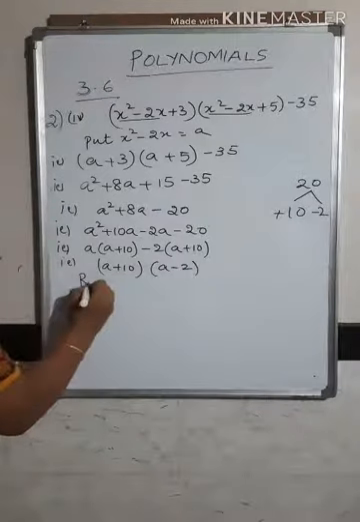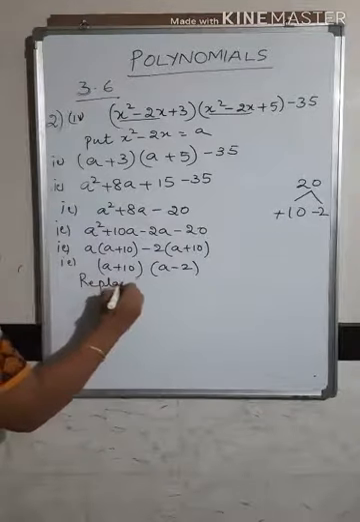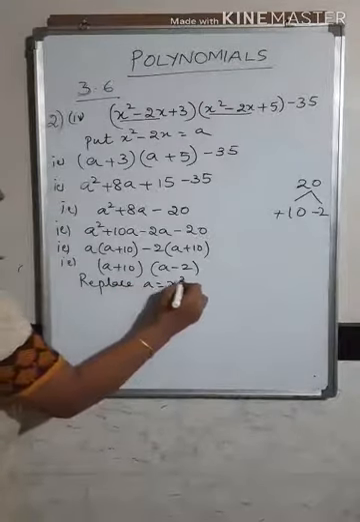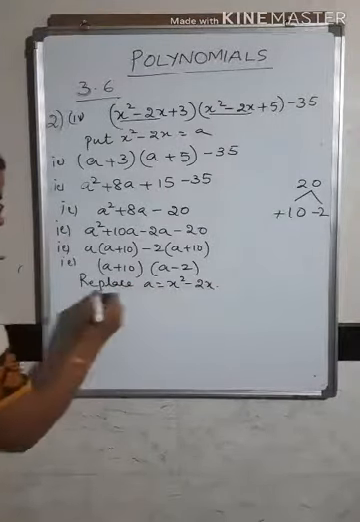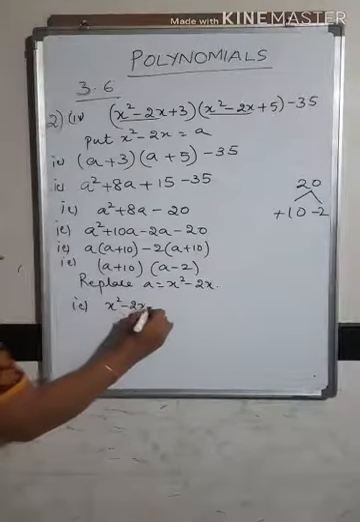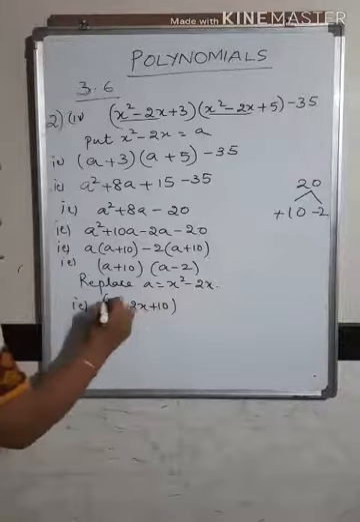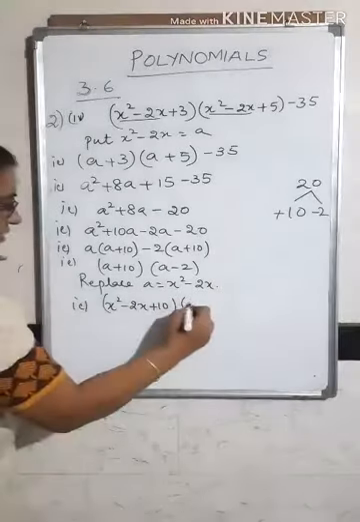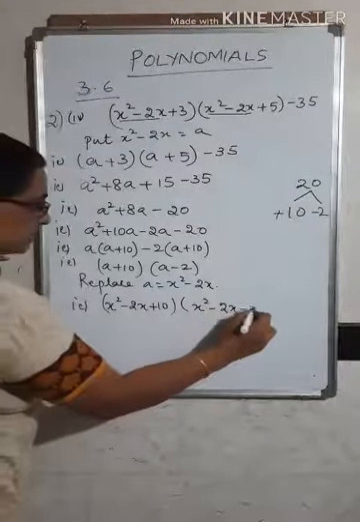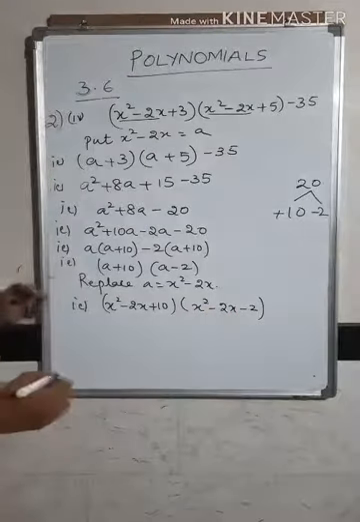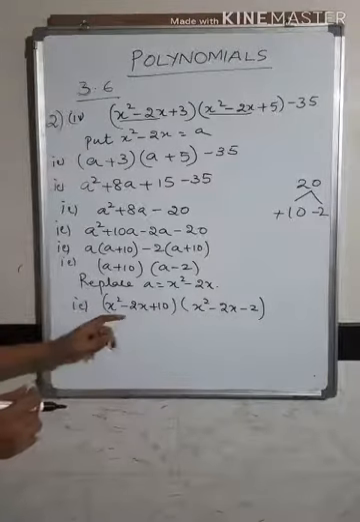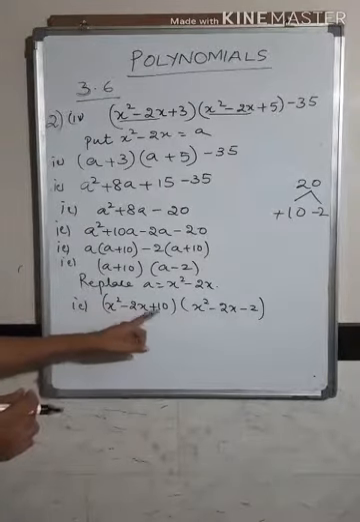Now replace a is equal to x square minus 2x. So you get x square minus 2x plus 10 as one factor. The other factor is x square minus 2x minus 2. Now if you can further find out the factors for this, you have to find out. Now we'll just check whether you can find out the factors for this.